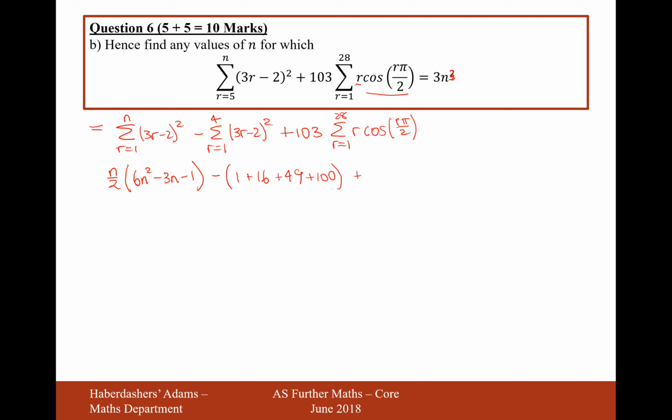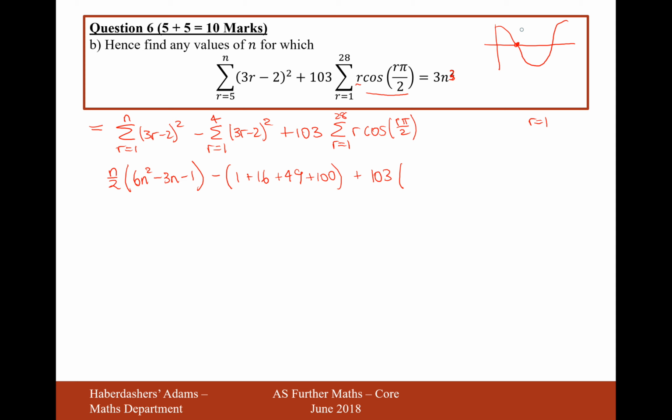Right, let's now work out what this summation here is going to be. So it's going to be 103 times something. Let's start by putting numbers for r in and see if we can spot a pattern. So let's put r equals 1 in, and let's draw the cos graph to give us a picture of what's going on here.